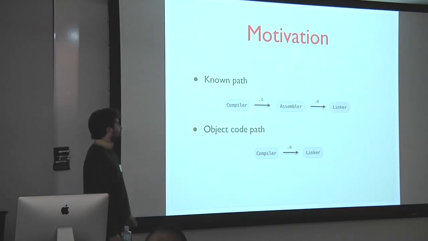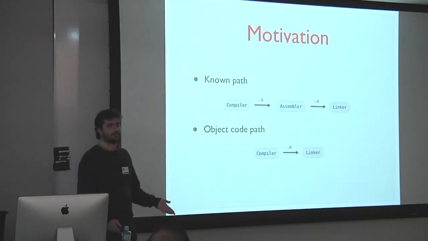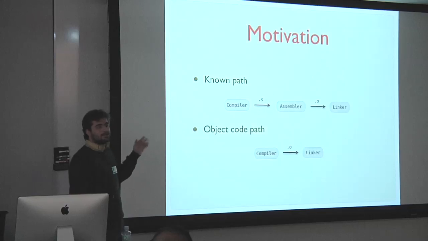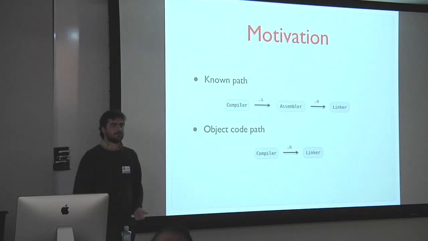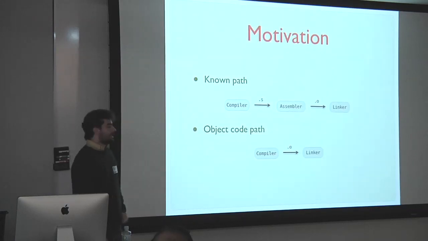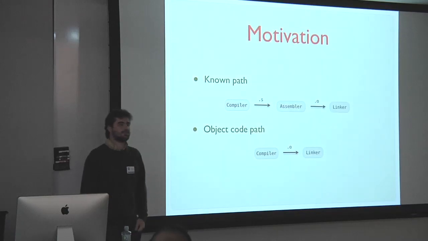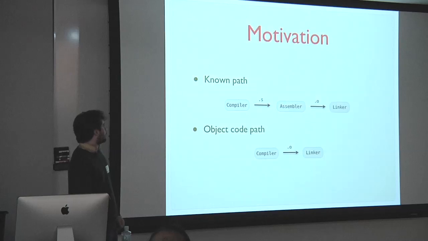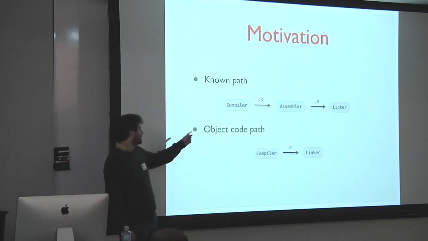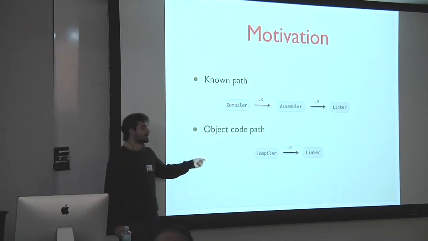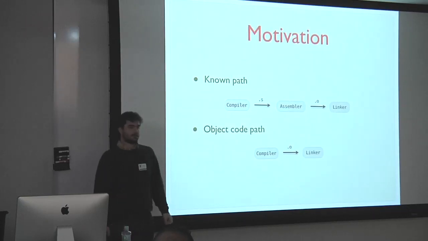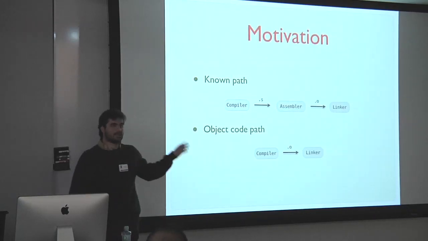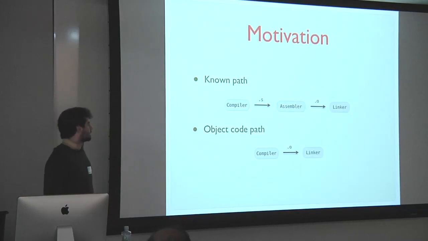So we have the usual path we follow in a compiler. We use our compiler to compile our high-level language, and we generate a .s, which we use as an input to the assembler. And then the assembler gives us the final .o file, which is used as input to the linker, which will give us the final executable. We want to cut that down and embed the assembler into the compiler, so the compiler can just generate the .o directly, and we just send it to the linker and get the final executable.